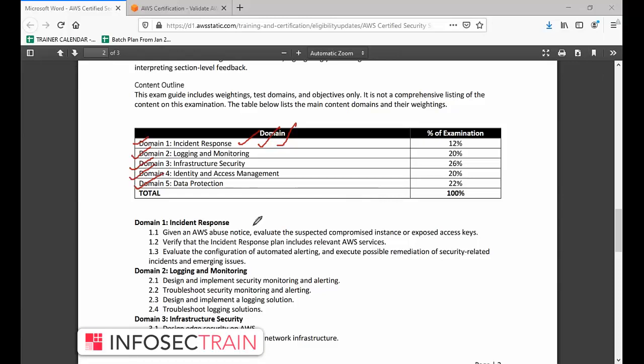So we'll go to domain 1. The first domain is incident response. That is one of the most important domains we have, called incident response. Just a second. Let me open a notepad for you. I'll write down all that so it'll be easy for you.